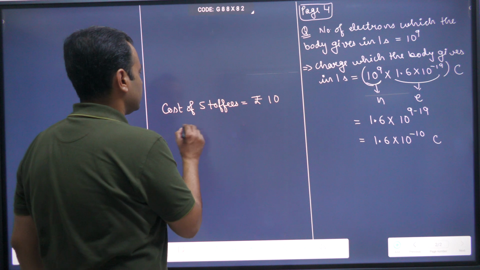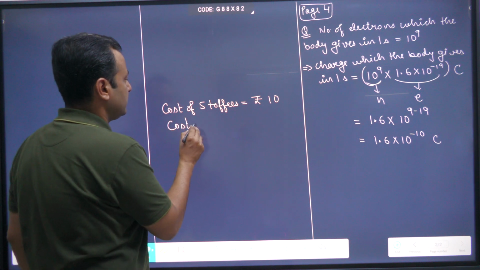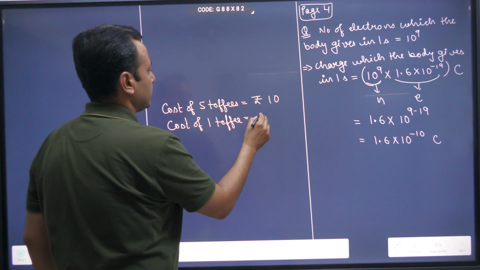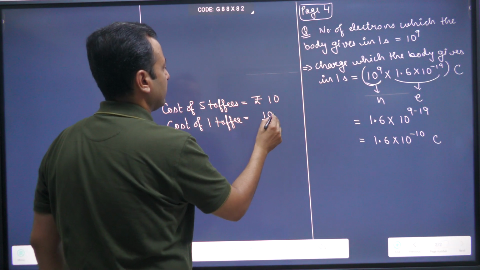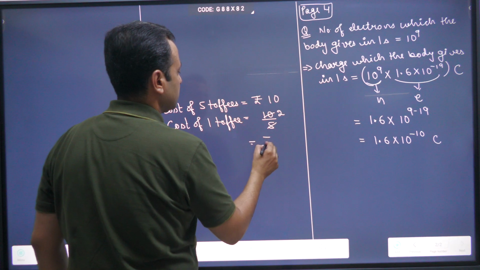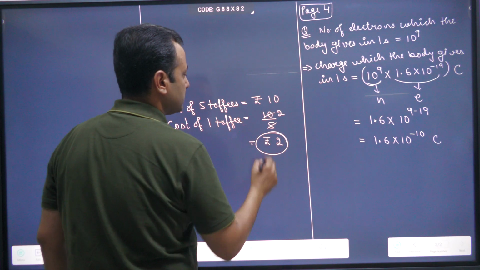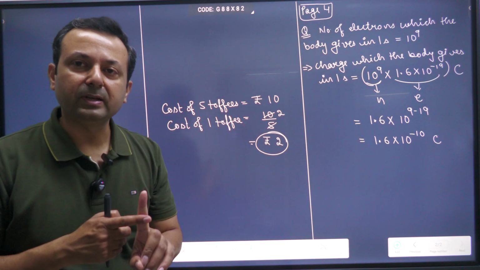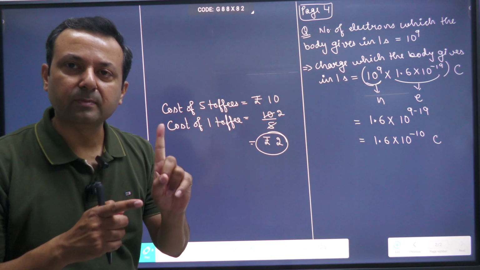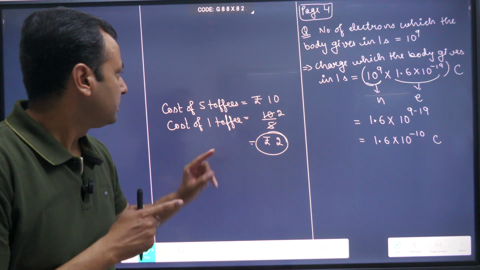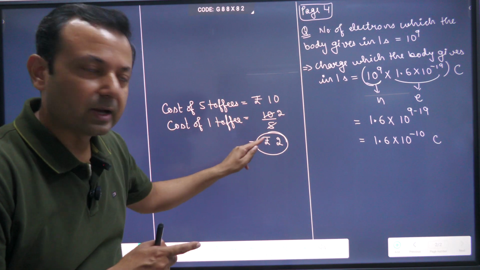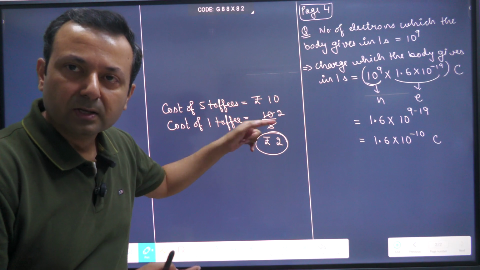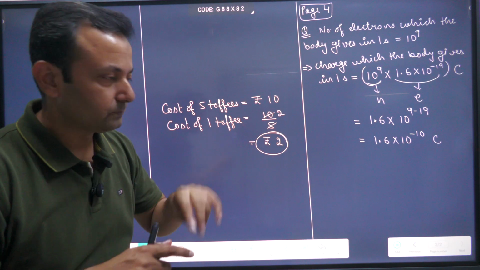10 divided by 5. 5 twos are 10. That is rupees 2. This is the cost of 1 toffee. So for calculating the cost of 1 toffee, that means unit, 1 means unit, what you have done is you have simply taken this term to the denominator of the right hand side. The same thing we will do here.